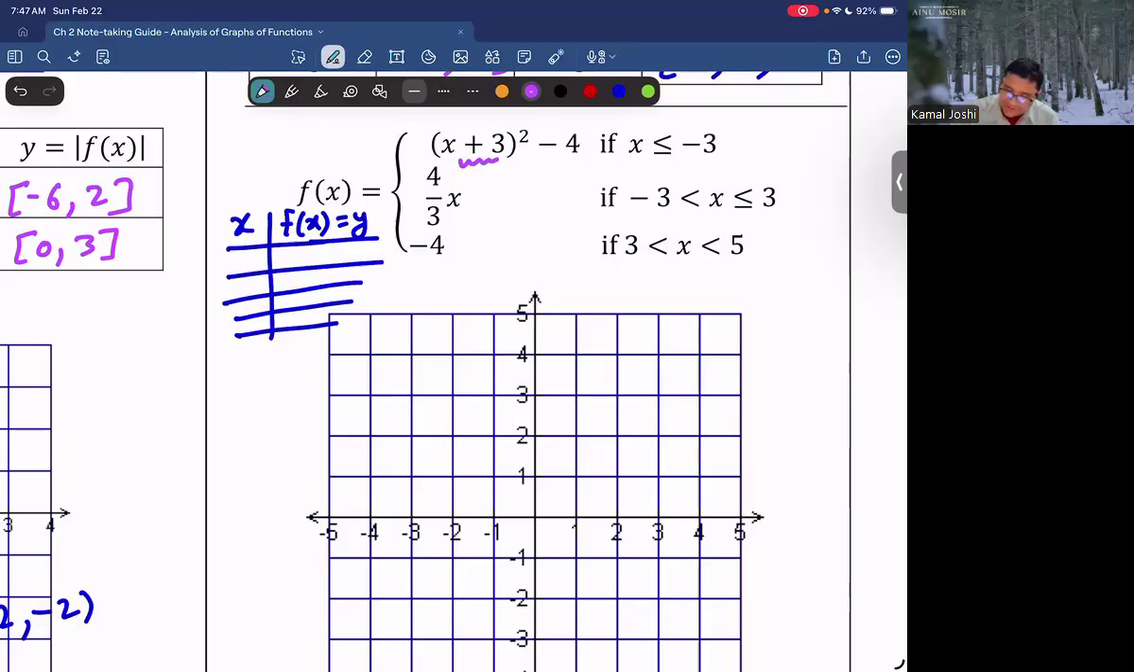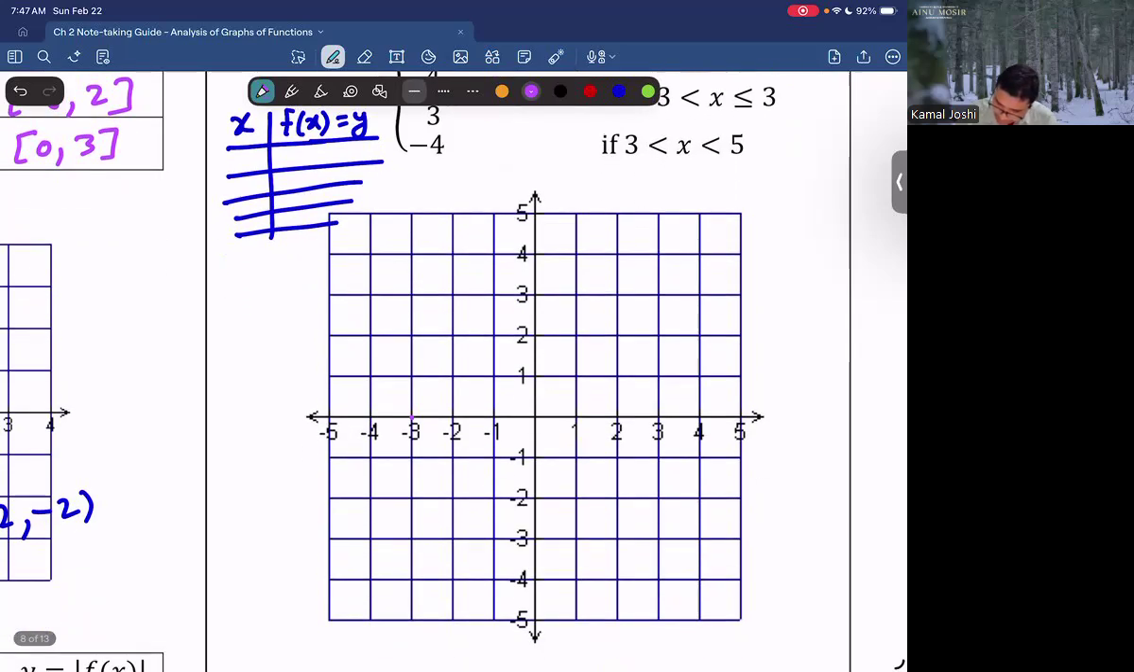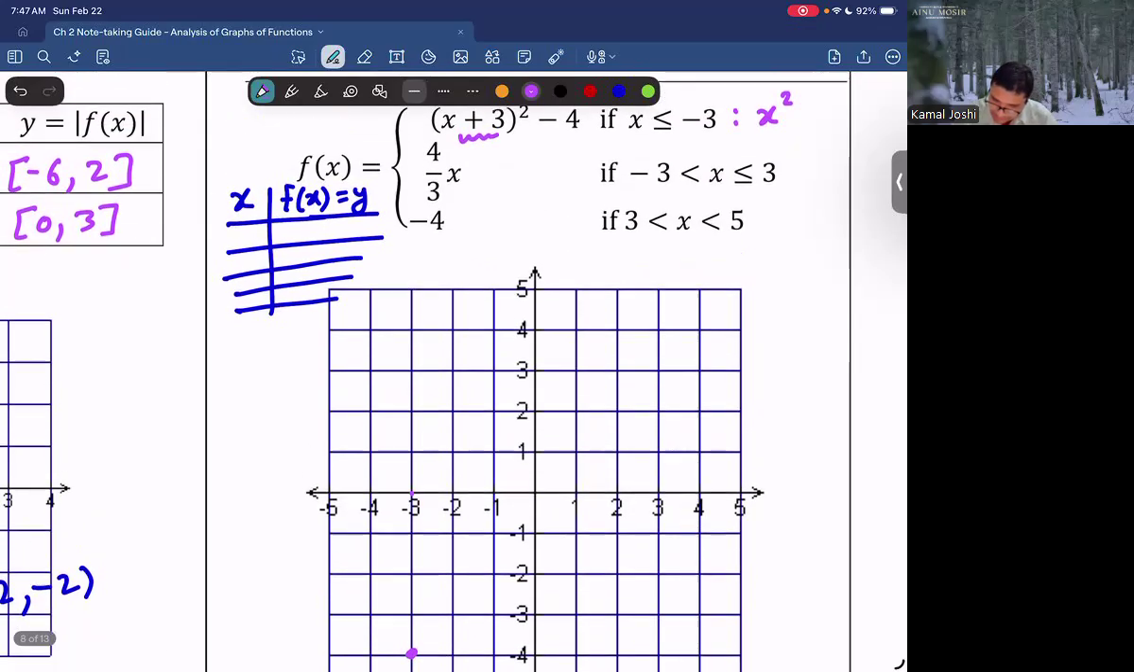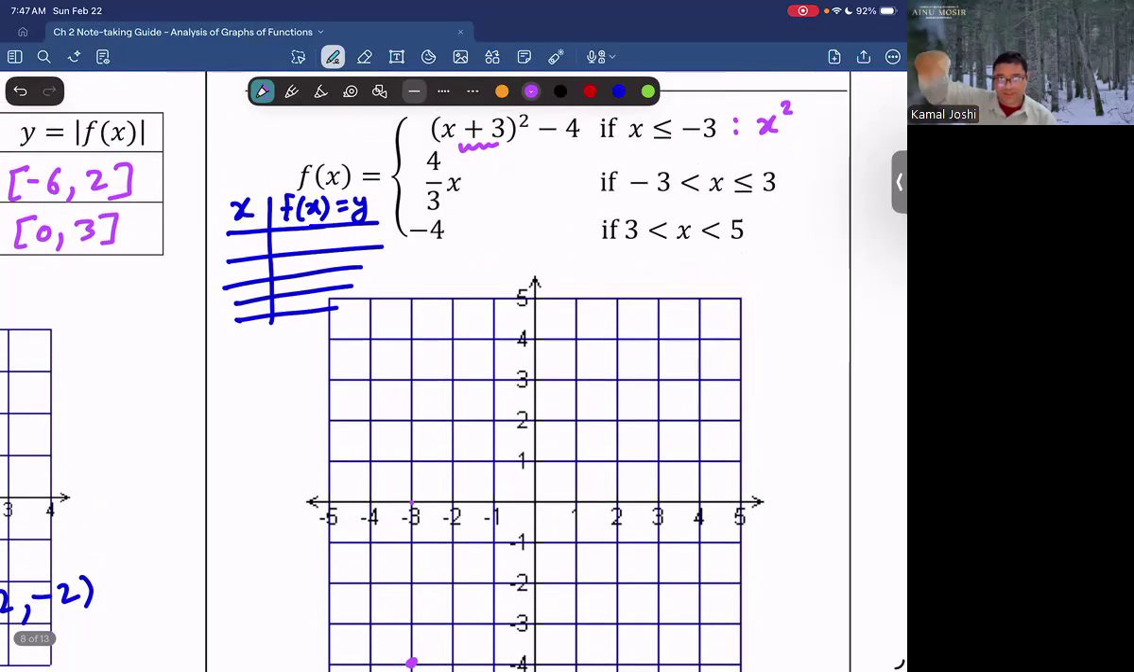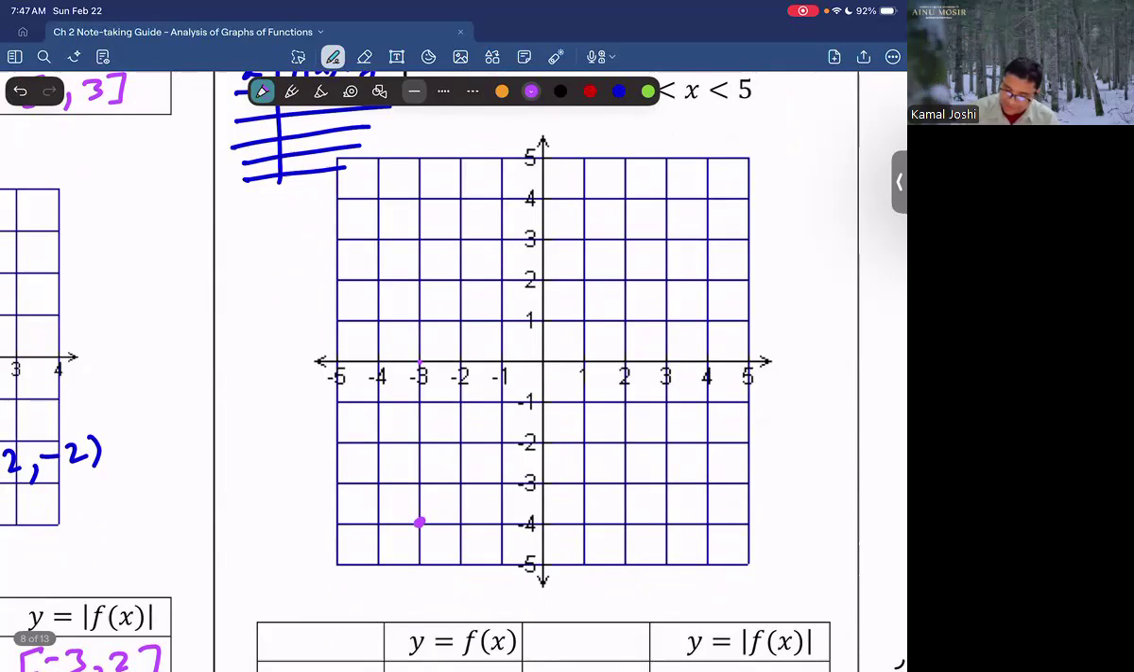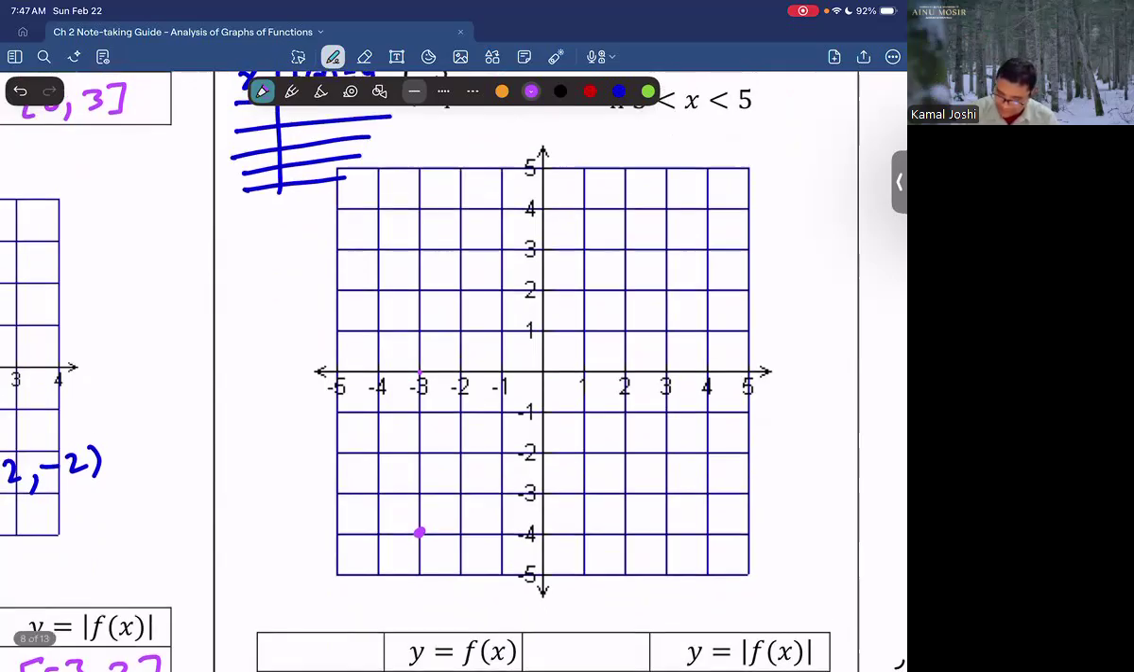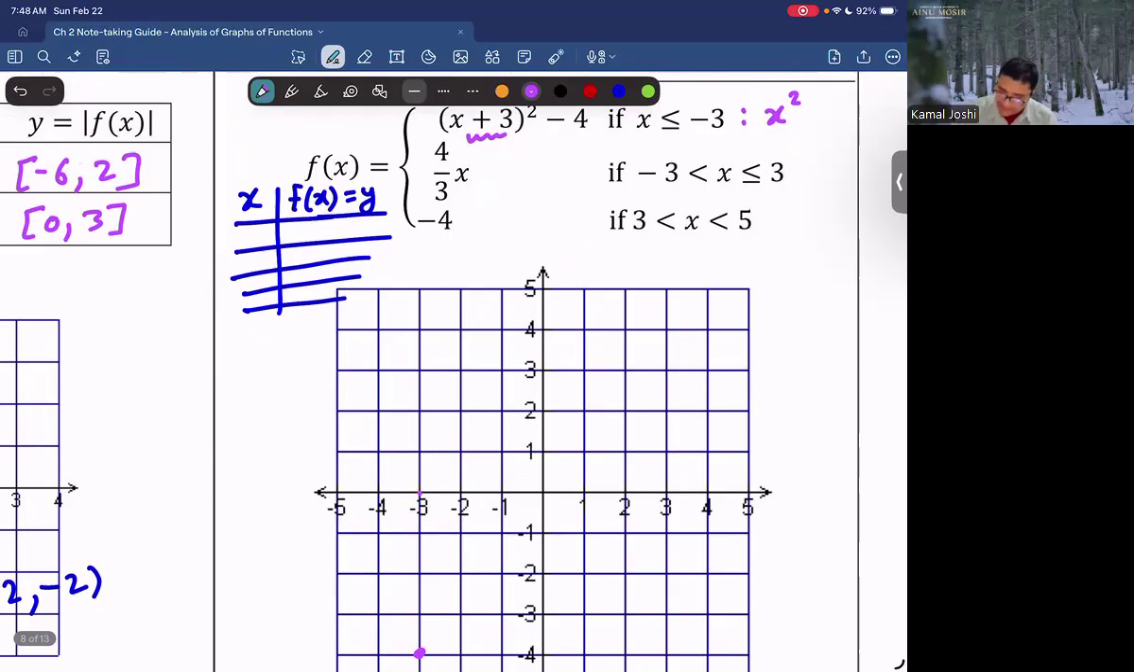So the parent graph for the first part here is y equals x squared, that squaring graph, right? But it has been shifted 3 units left and 4 units down. So 3 left, 4 down. It's here, the parabola opening upwards. Okay. For x equal or less than -3. So only for the -3 part, because that's exactly where the vertex is, by the way.